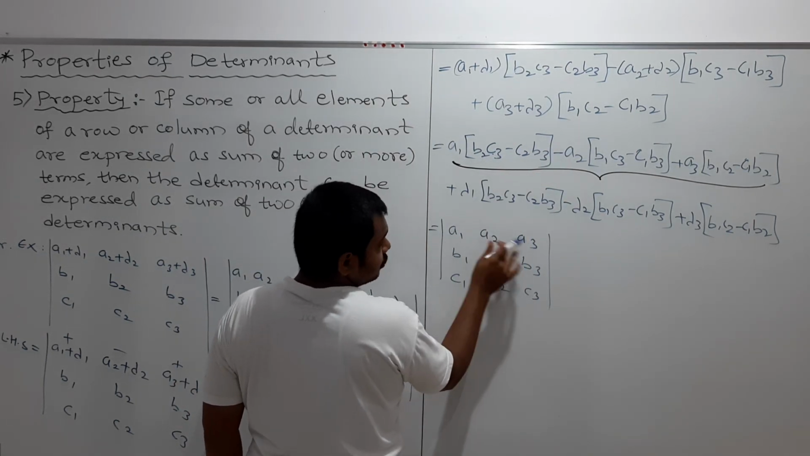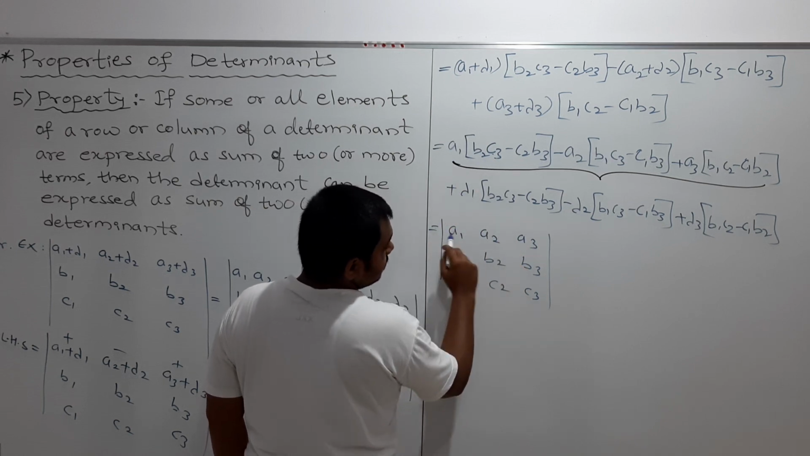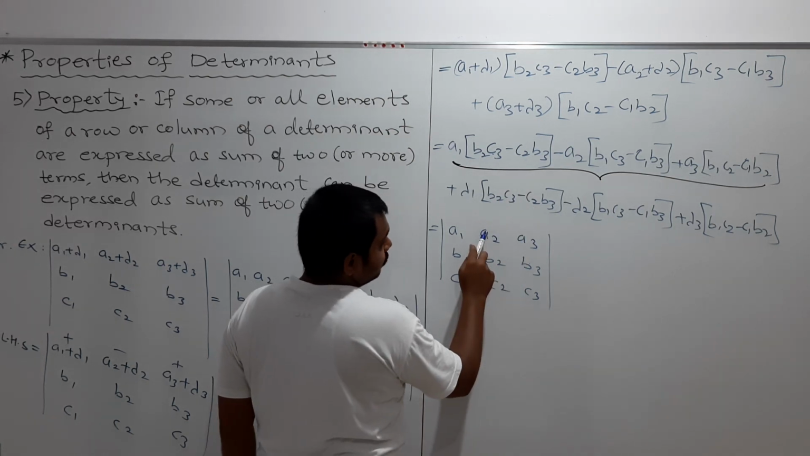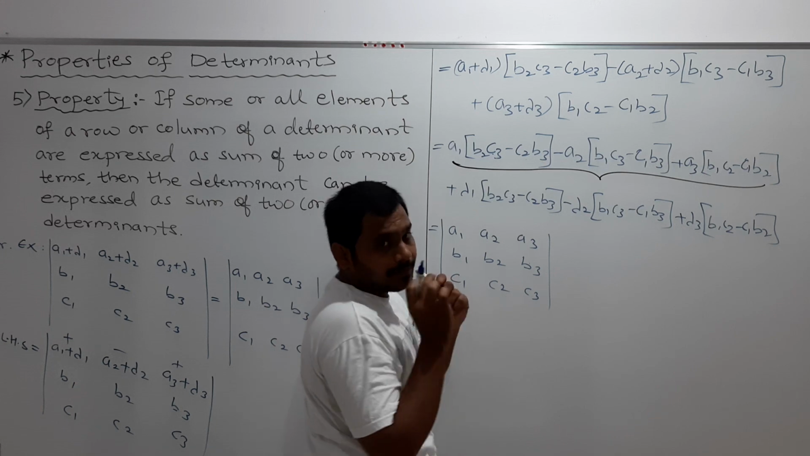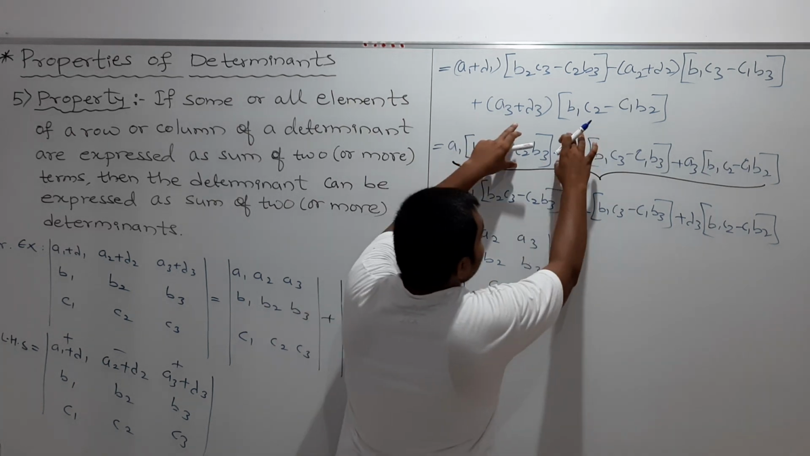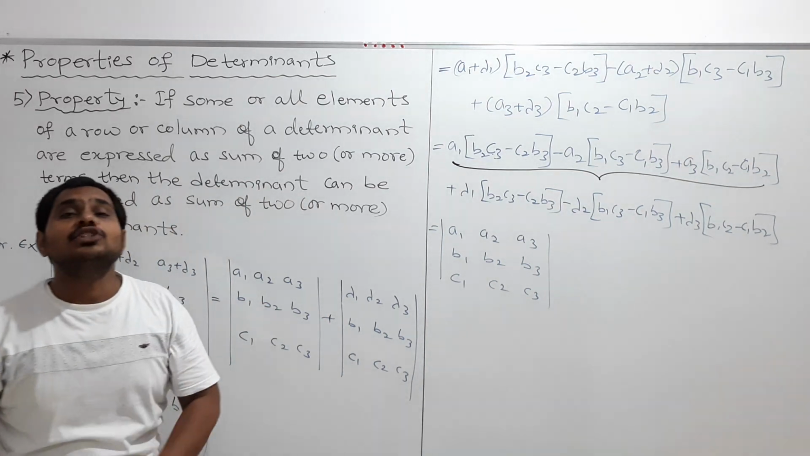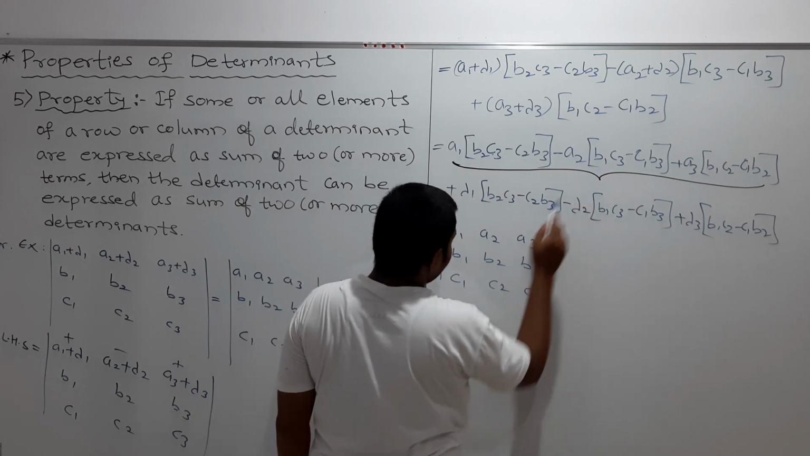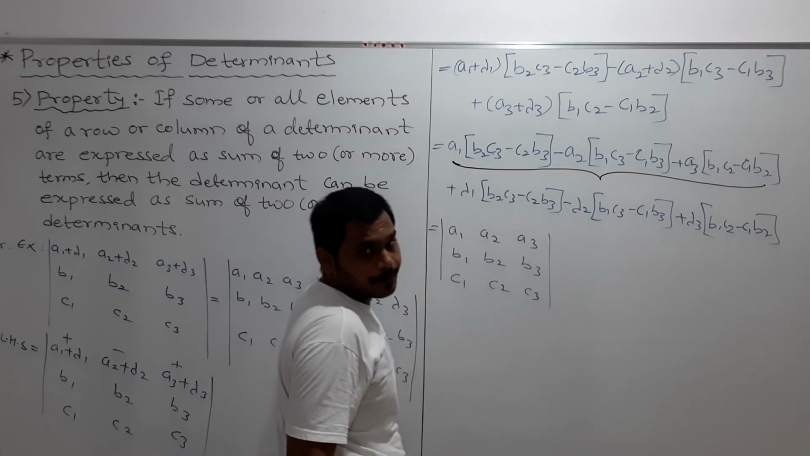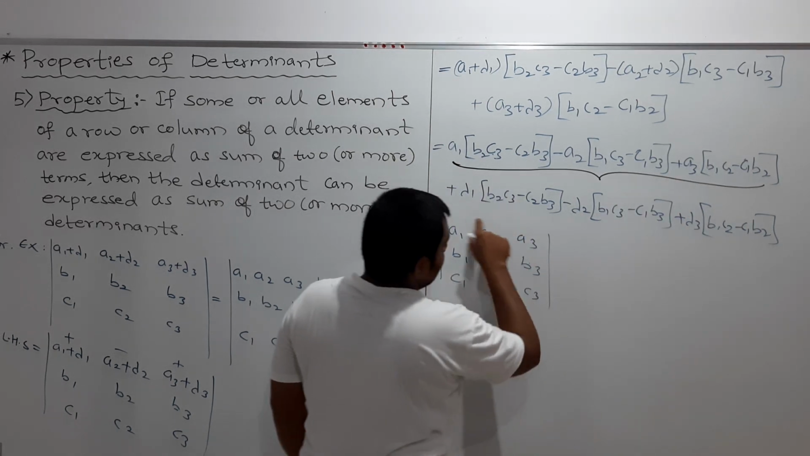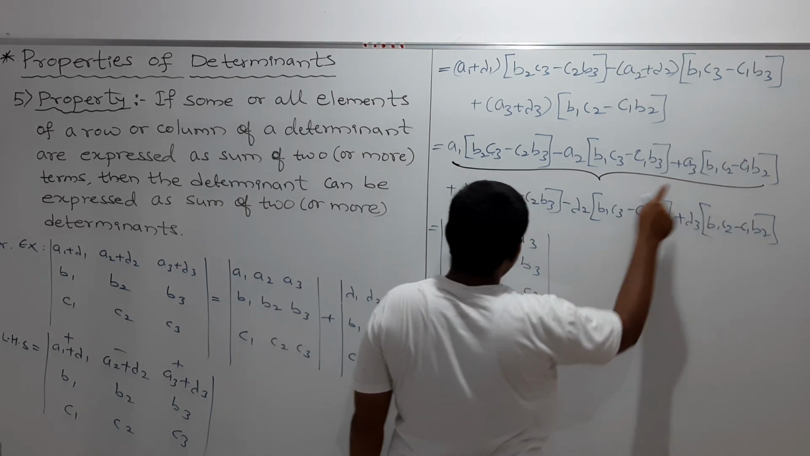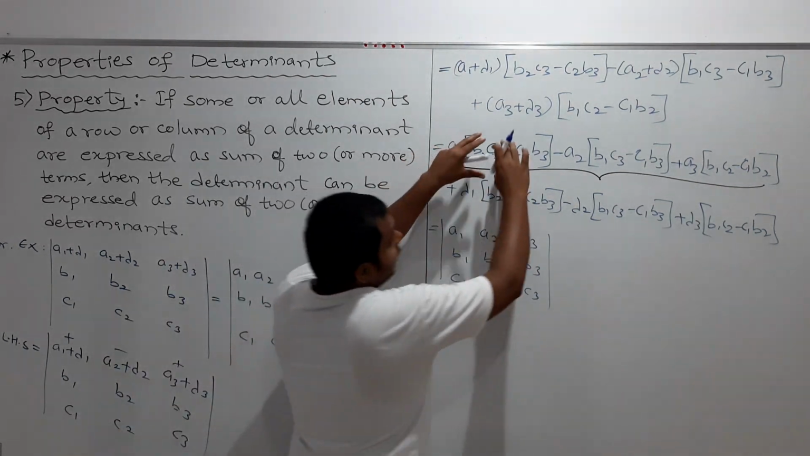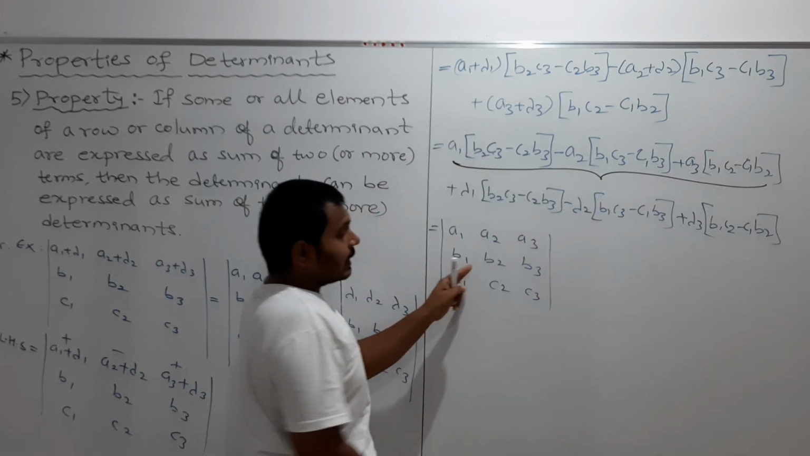So here, again you should change the sign: plus a1 into, leaving this row and this column, b2c3 minus c2b3. I got it. Next, minus a2 into, leaving this row and this column, b1c3 minus c1b3. Next, plus a3 into, again leaving this row and this column, b1c2 minus c1b2. Again I have that. So this entire term I can write as the determinant like this.